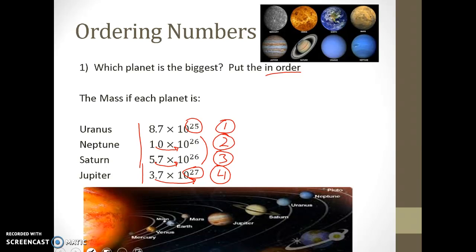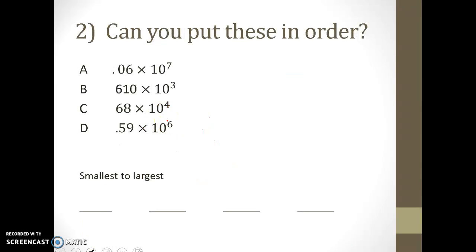And so when we put them in order, the first thing we have to do is look to make sure that they're in scientific notation. Once we see that they're all in scientific notation, we look first at the exponent and then we look at the actual number. So let's take a look at these numbers.